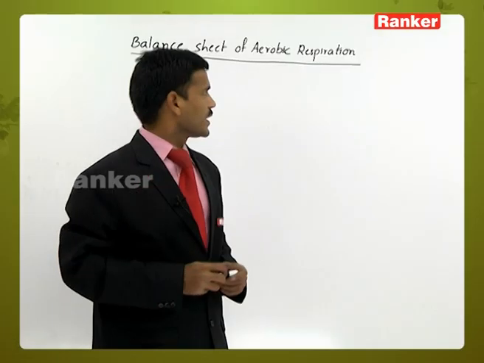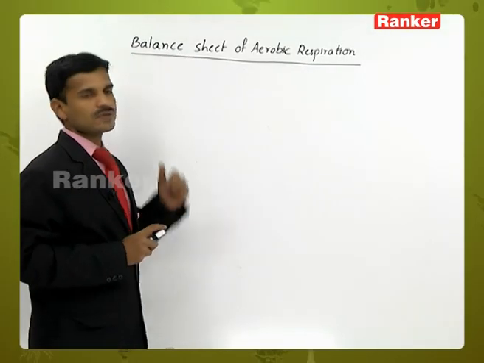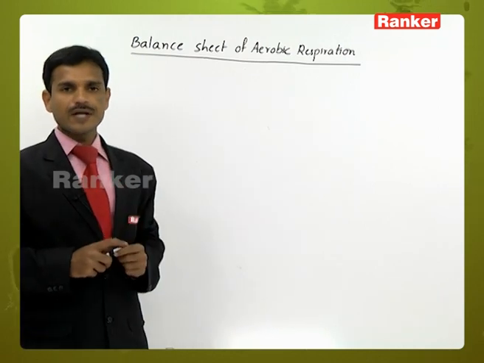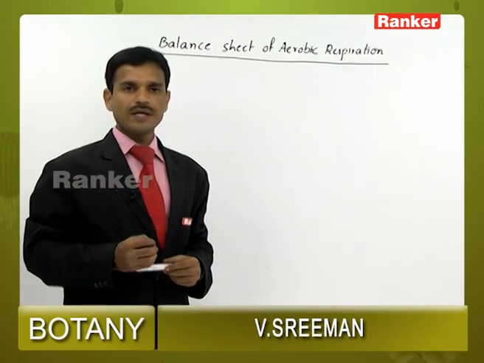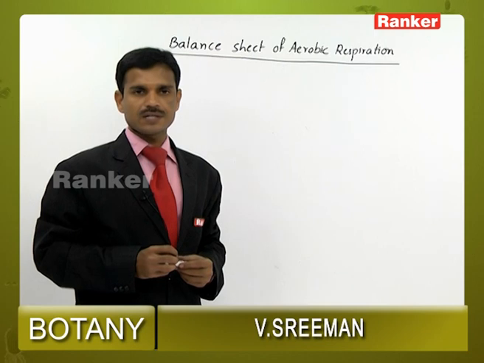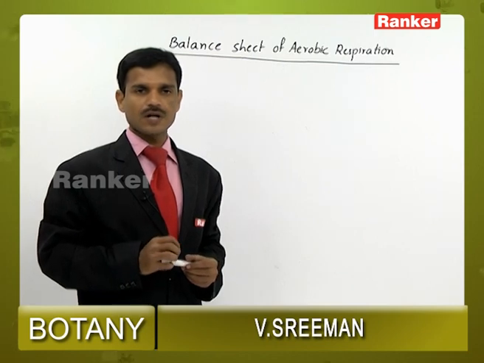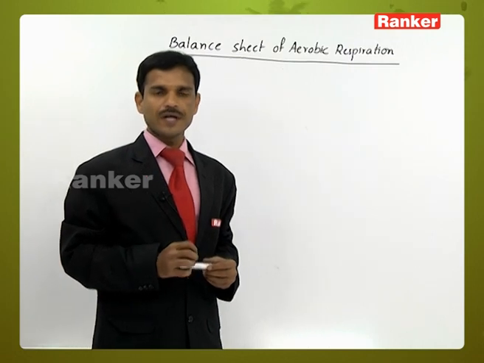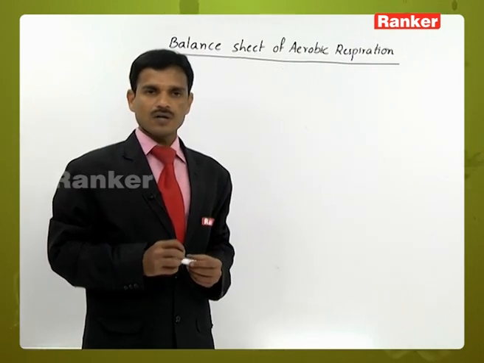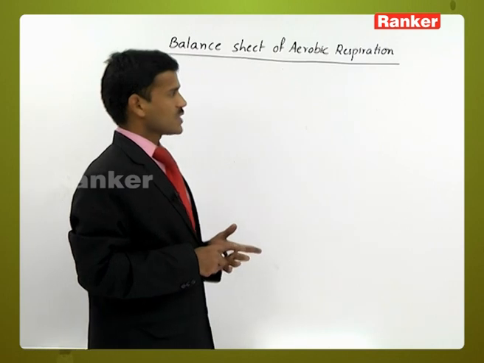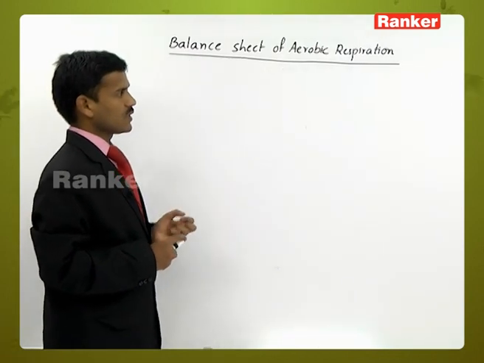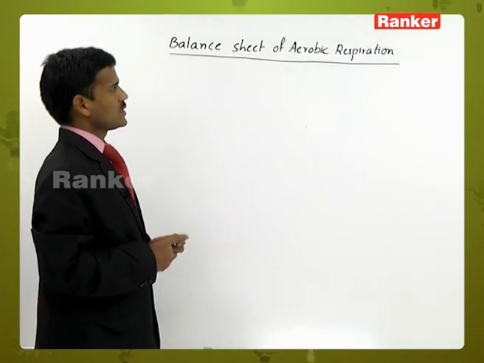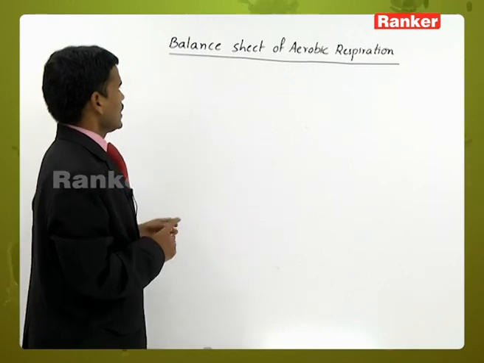Balance sheet of aerobic respiration. In aerobic respiration, how many ATPs are synthesized during oxidative phosphorylation or by substrate level phosphorylation? How many ATPs are synthesized? How are the NADH2s and FADH2s giving ATPs here? So let us discuss here.